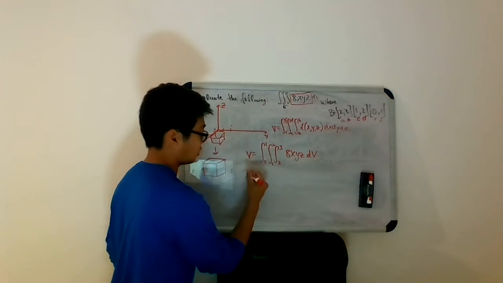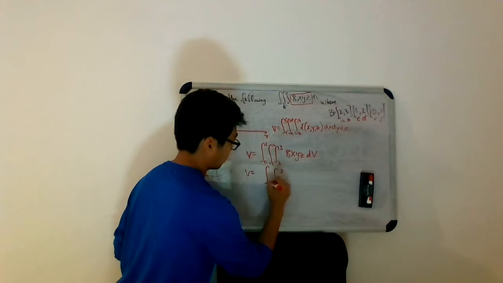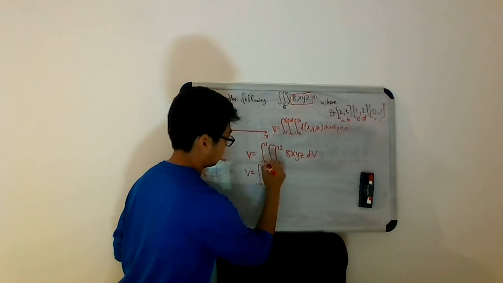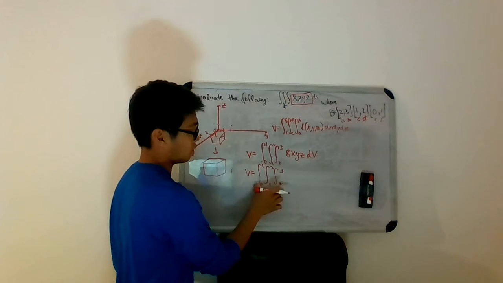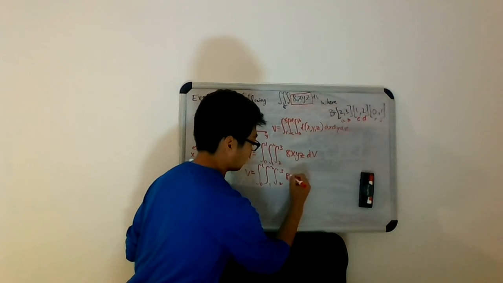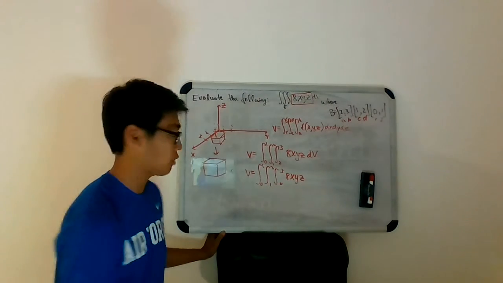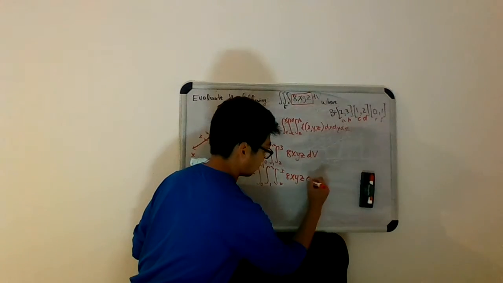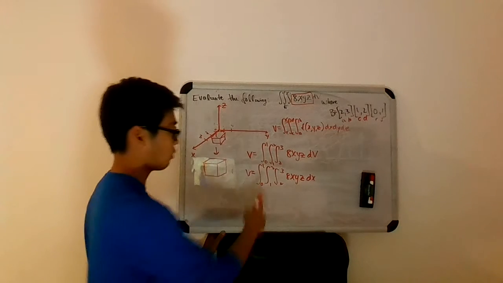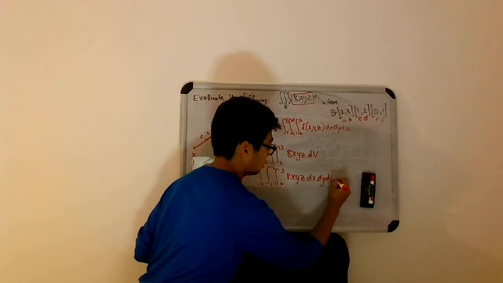So this expression here can be rewritten as this. That's just the same integrand here with the bounds. This is the function f(x, y, z). First I'm going to integrate with respect to x, so dx, then with respect to y, dy, and then with respect to z, dz.